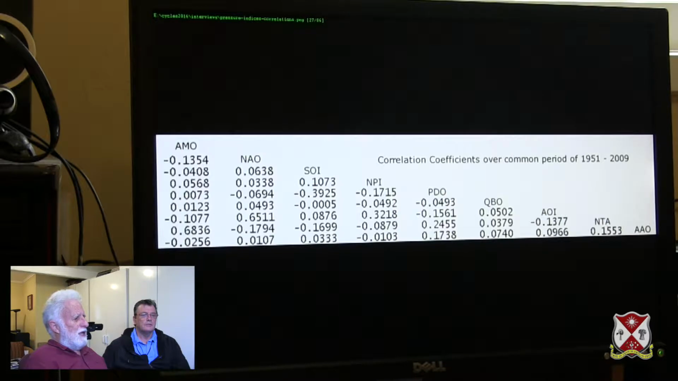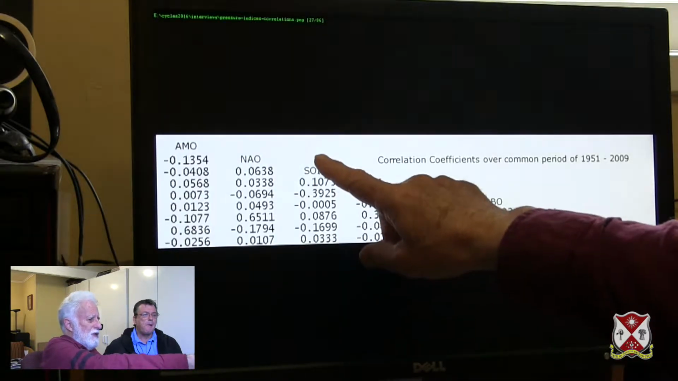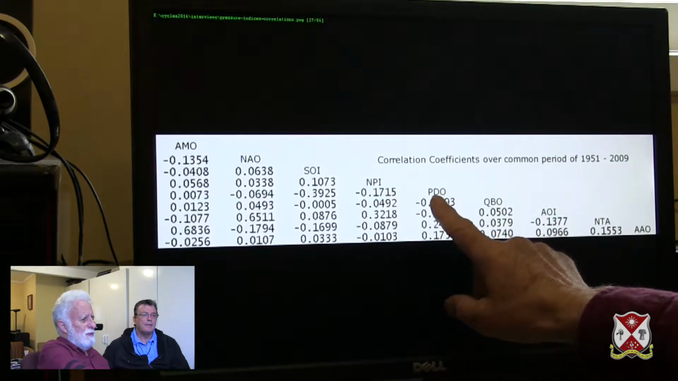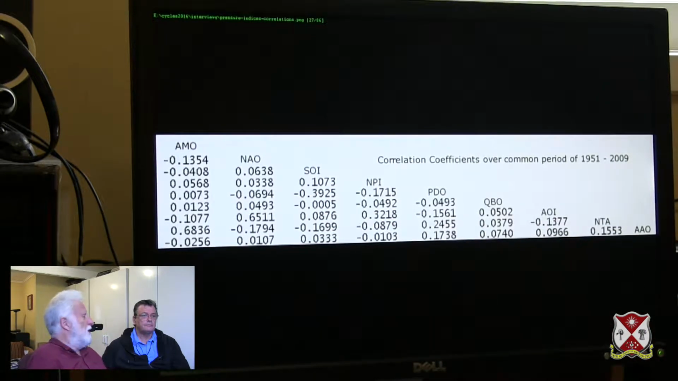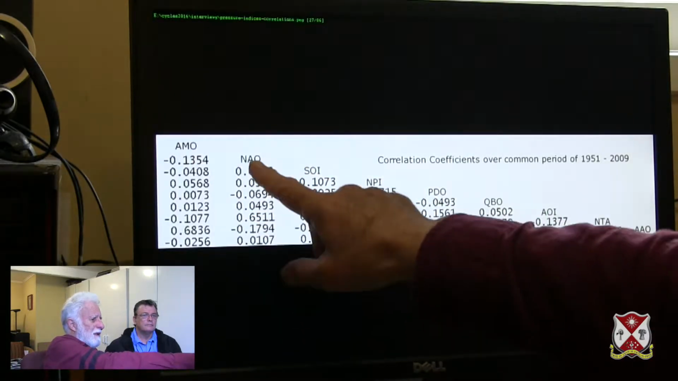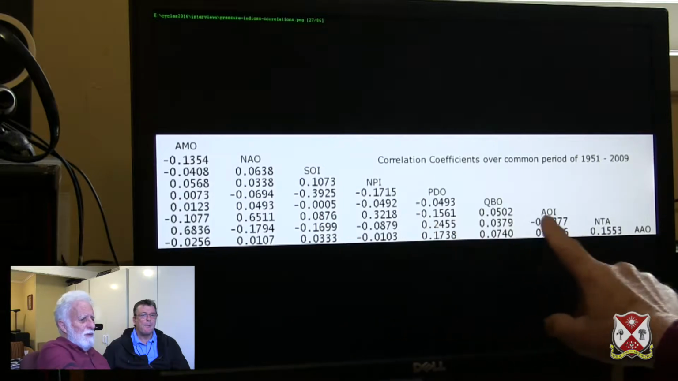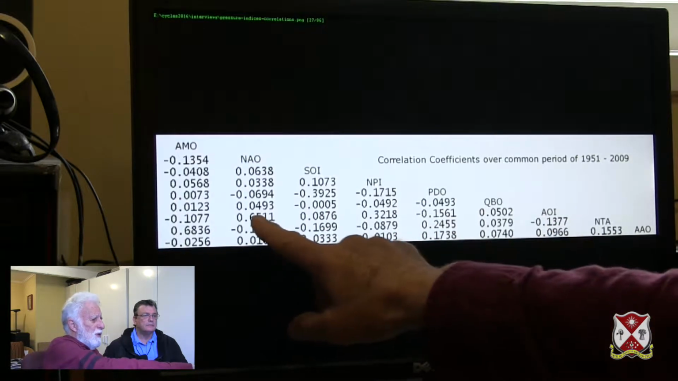So we can take any pair here, like the Southern Oscillation Index, and compare it to the PDO, and it has a minus 0.39 correlation. That's a moderate negative correlation. There's a couple of very high values in here. NAO with AOI, we can say there's a 0.65 correlation.